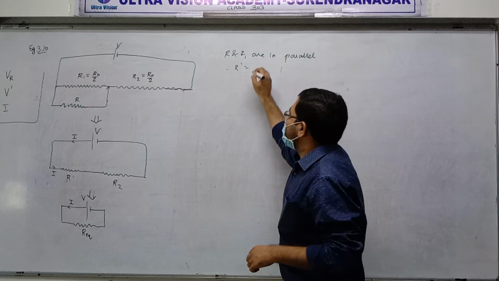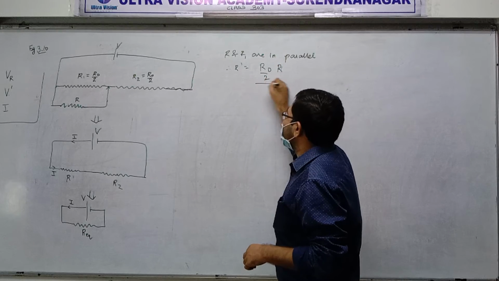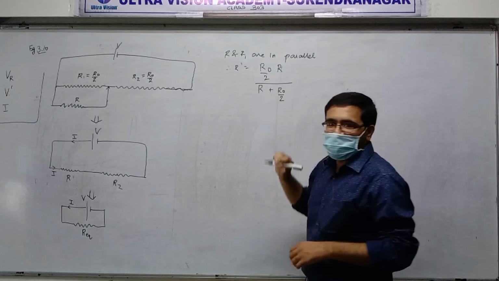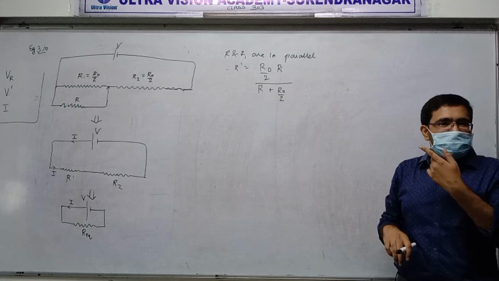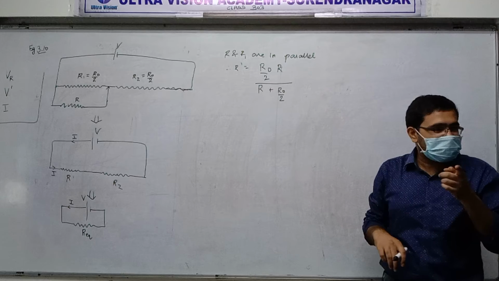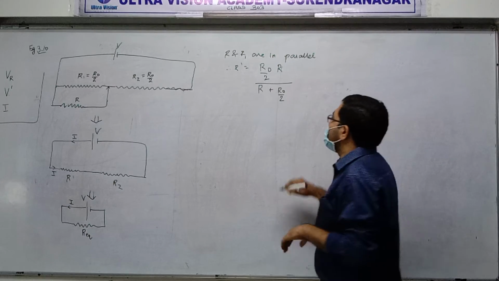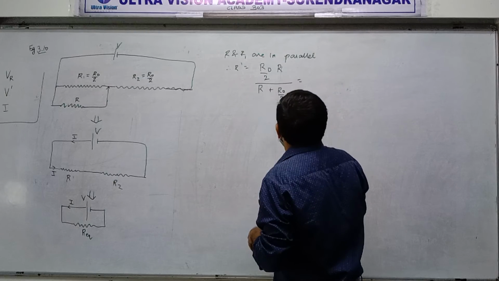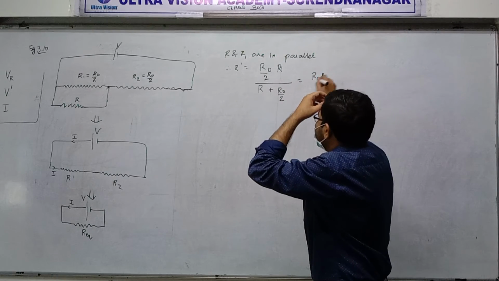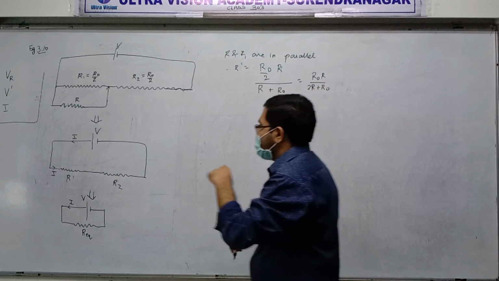R dash is R0 by 2 into R upon R plus R0 by 2. Yes or no? Clear or not clear? Sure? Everyone got that? Now the shortcut: R1 R2 upon R1 plus R2. So this is equal to, you can simplify, R0 R upon 2R plus R0. Okay, very good. R dash is done.